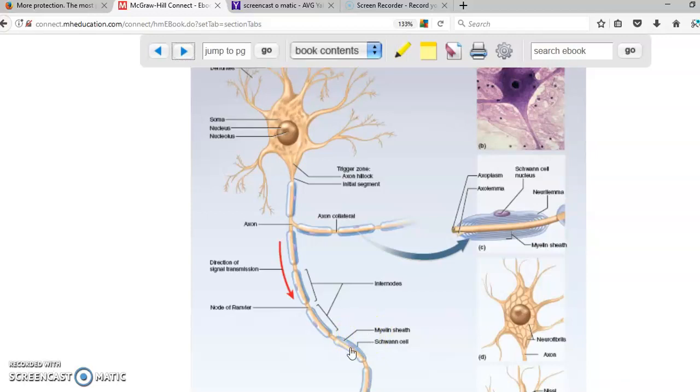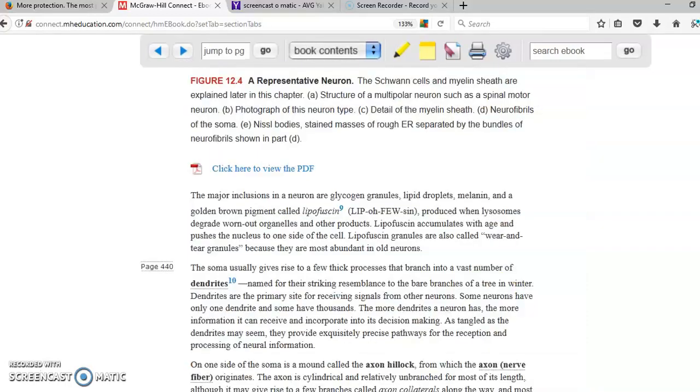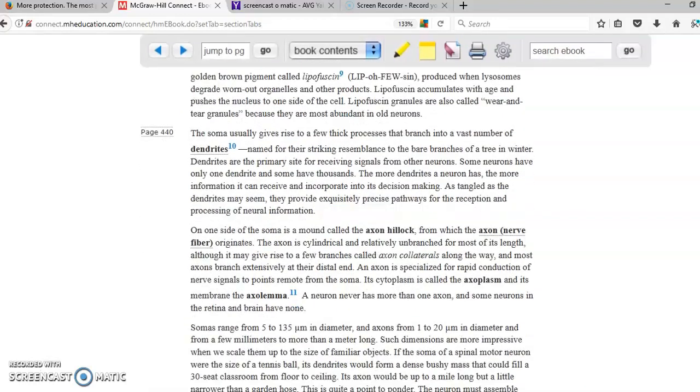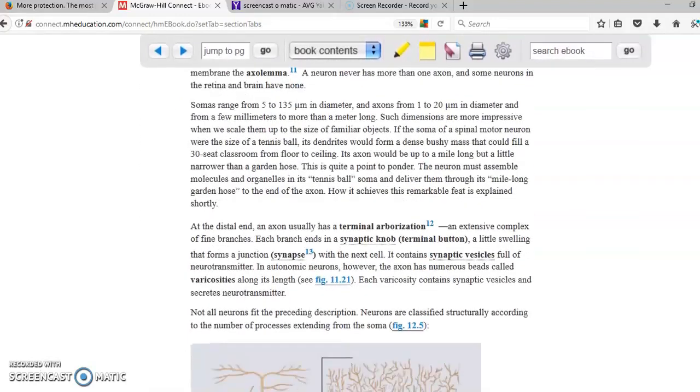What's the job of the myelin sheath? To cover parts of the axon. The spaces right here, in between these areas, are called the nodes of Ranvier. So let's keep scrolling down, and we are going to see the axon terminal. If we keep scrolling down, we have dendrites. I already talked about the axon hillock and the axon.